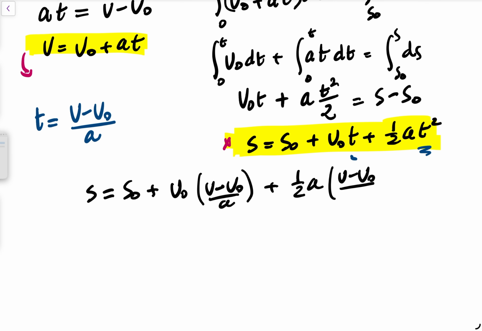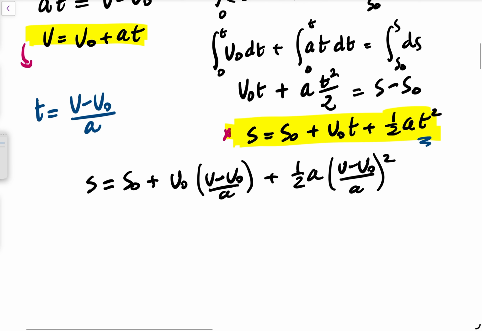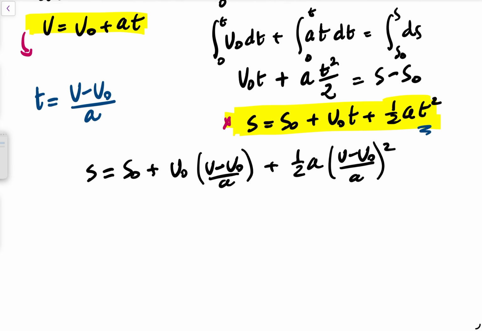So (v minus v naught) over a, not 2, (v minus v naught) over a. And that whole thing there is going to be squared. Okay, so here I've got a lot of terms, so I'm just going to simplify this to make it a little bit cleaner to work with.